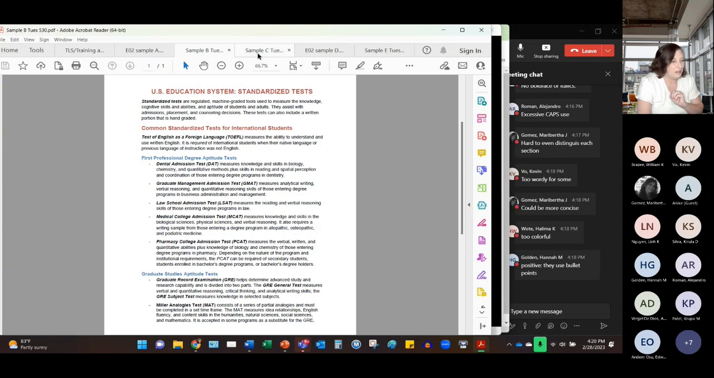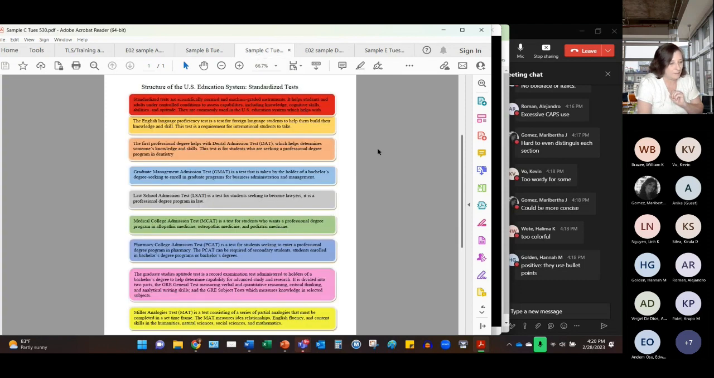All right, this one's completely different. So any thoughts about this version? I take back what I said from earlier about the other one being too colorful.